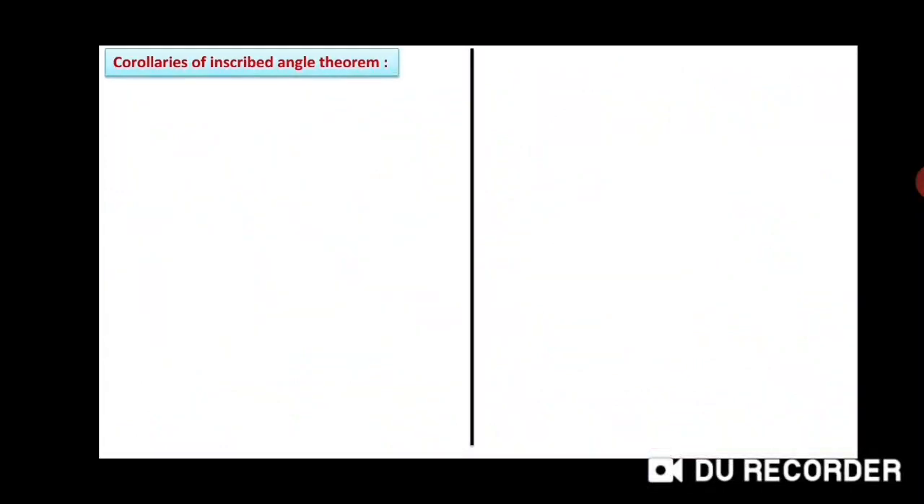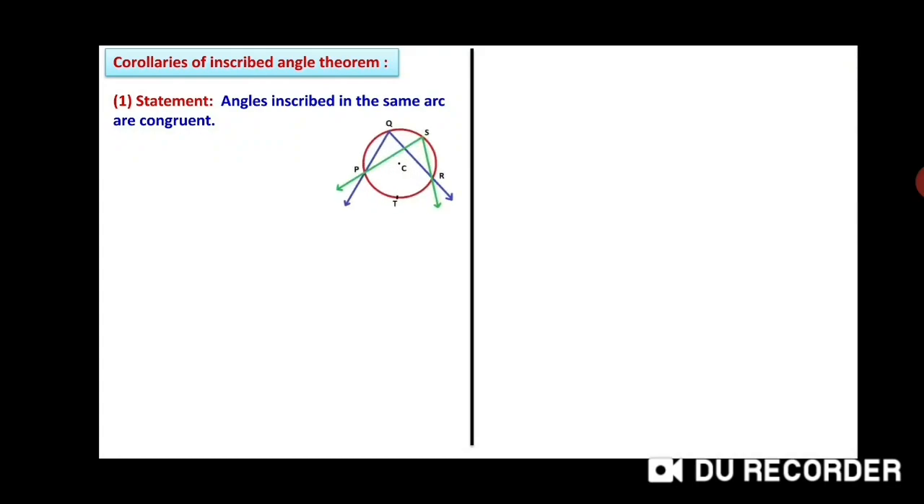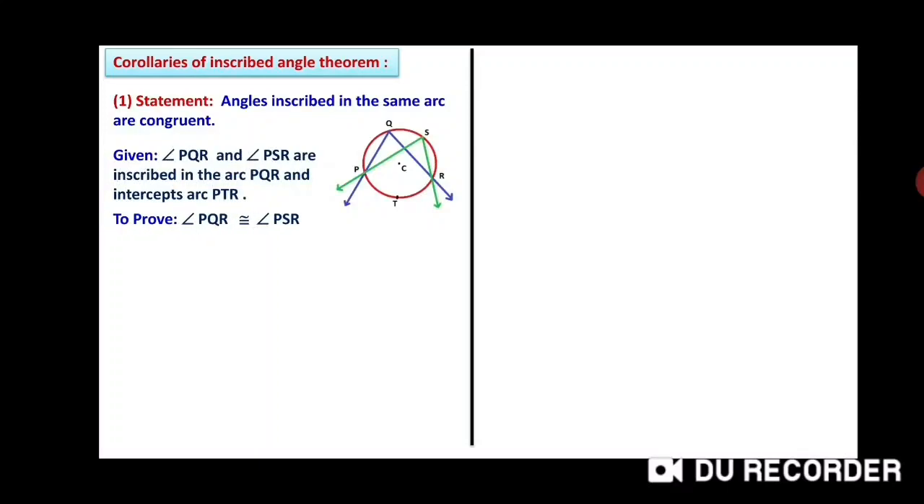Now, corollaries of this inscribed angle theorem. The angles inscribed in the same arc are congruent. See here, two angles are inscribed in the same arc. Angle PQR and angle PSR are inscribed in the arc PQR and intercept arc PTR, a common arc. Let us prove this, that is angle PQR is congruent with angle PSR. Proof now.